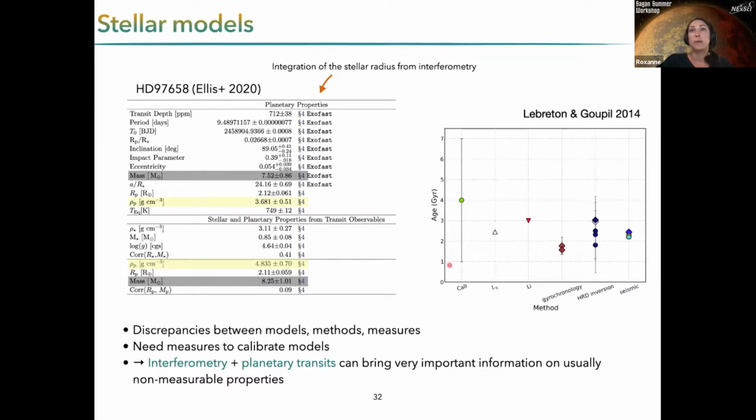We could do the same with the age. This is a study that I like to show because they show different ages according to the method they used to derive the age, and you see that there are also a lot of discrepancies.